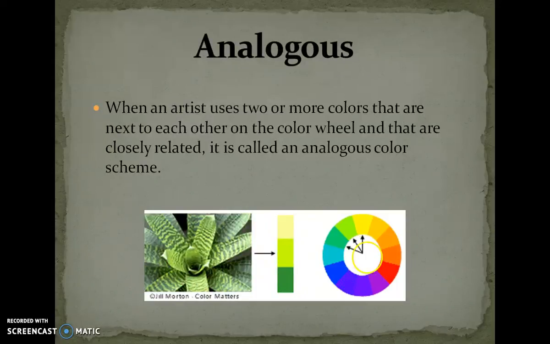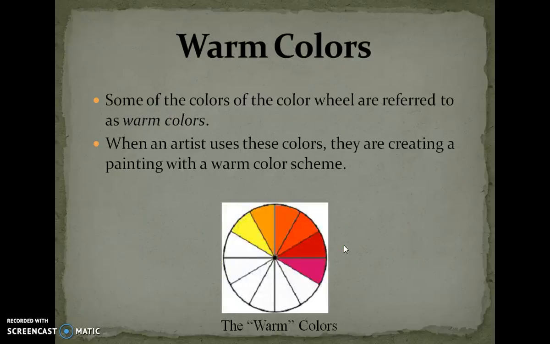Analogous. When an artist uses two or more colors that are next to each other on the color wheel and that are closely related, it is called an analogous color scheme. For example, you can see this picture. These colors are the example of it.